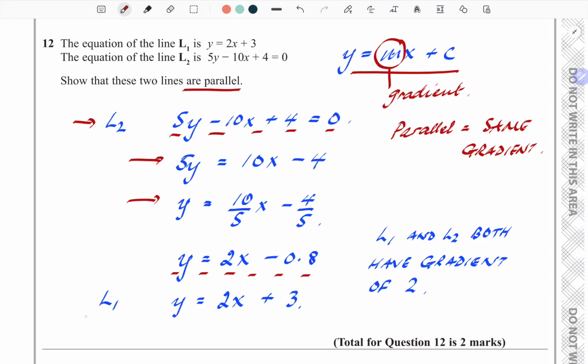Compare that with line 1, the equation y equals 2x plus 3. They have the same gradient, we can see. It doesn't matter what the plus c or minus c is, whatever that is. The gradients are the same, both of them 2x, etc. And again, you need a statement. So remember to do that. And all you need to write is something simple: L1 and L2 both have gradient of 2. Simple as that.